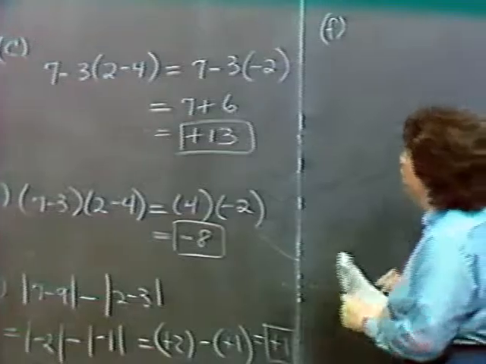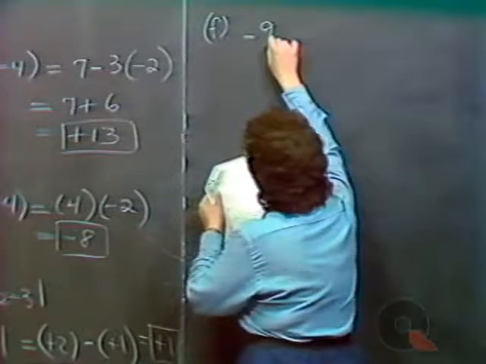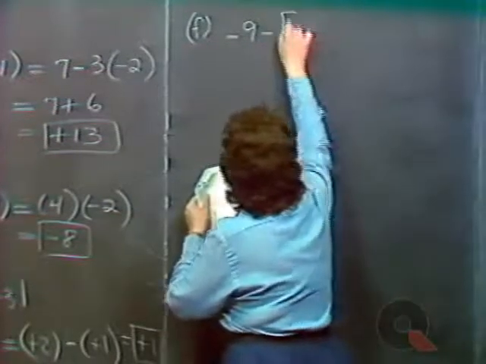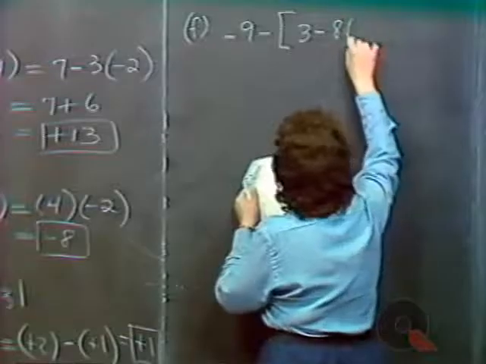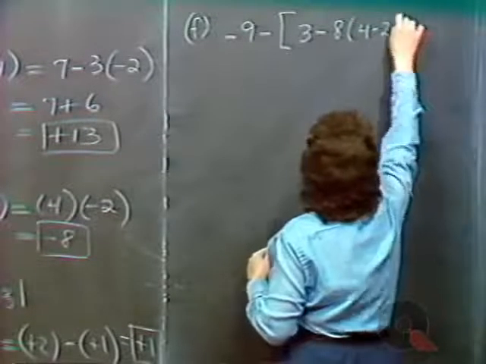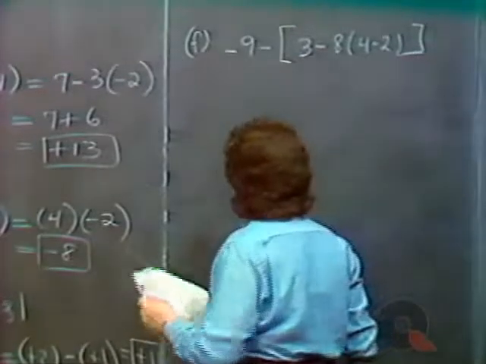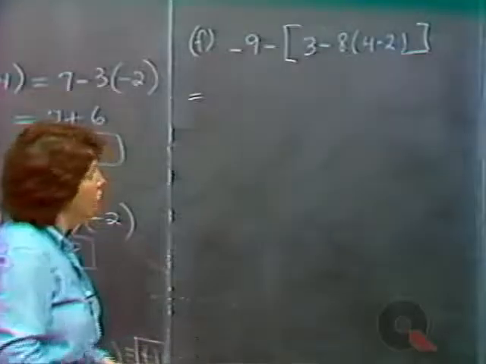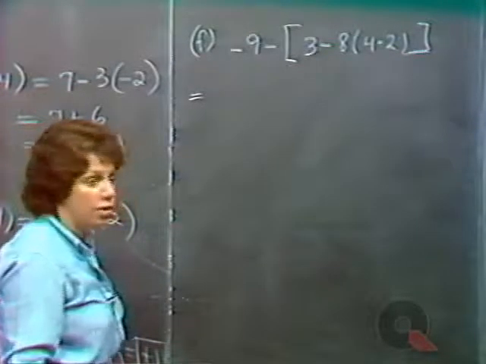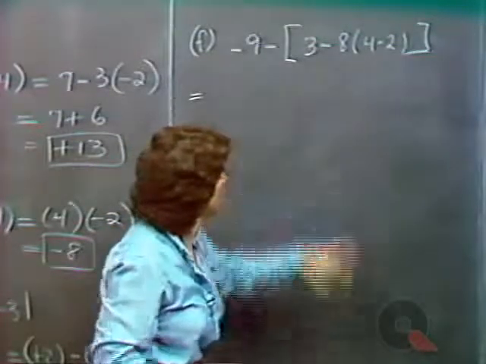In the next part, part F, we have the following. Minus 9 minus, in brackets, 3 minus 8 times, in parentheses, 4 minus 2, close parentheses, close brackets. Order of operations dictates we handle what's in the grouping symbols first, always proceeding from the innermost first.